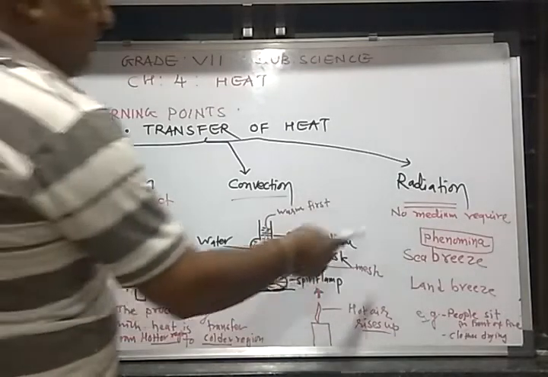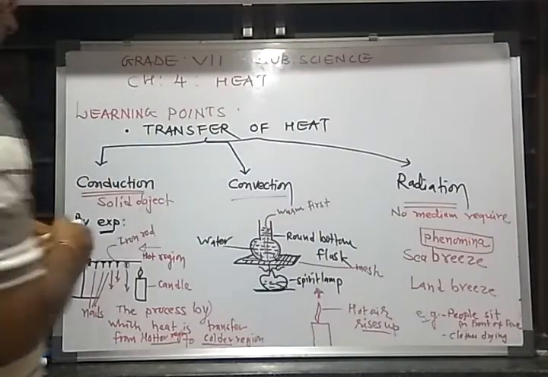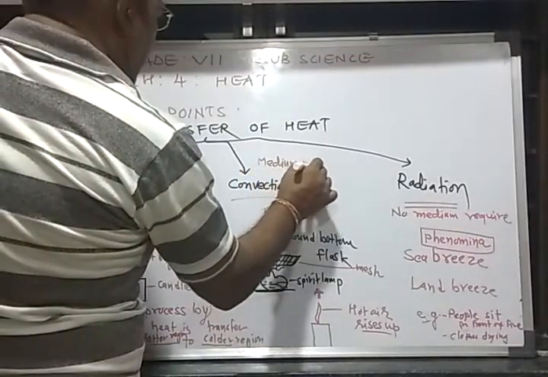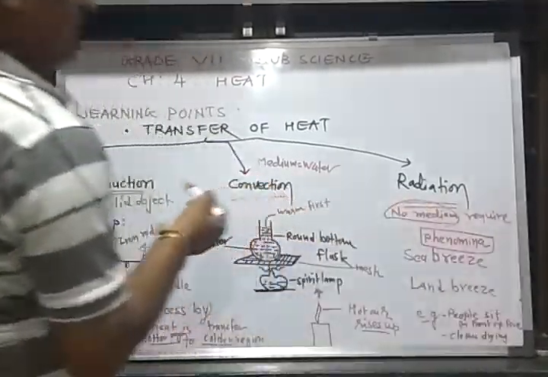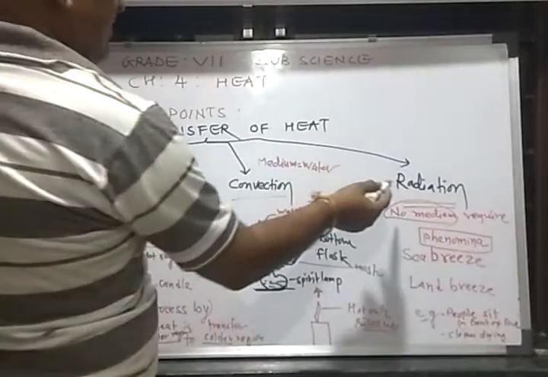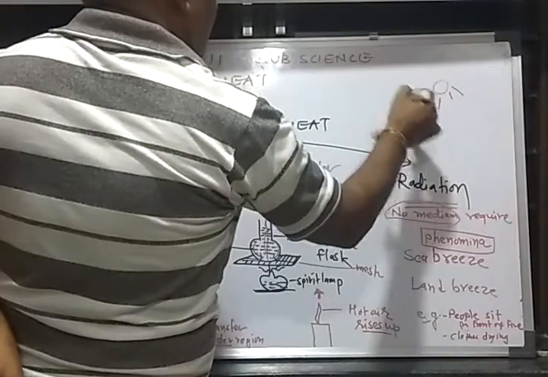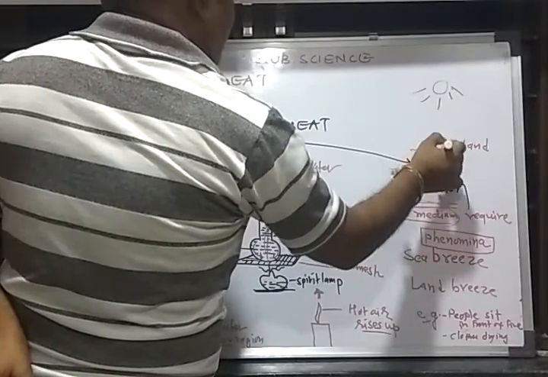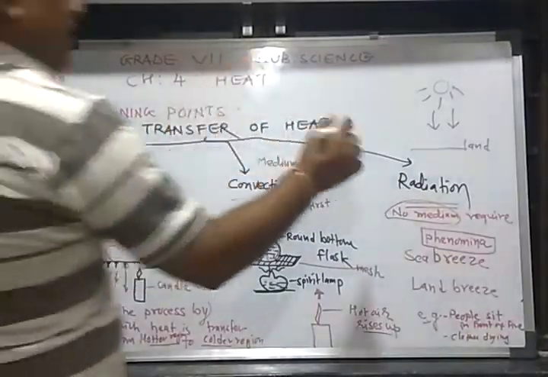Let's talk about radiation. In convection the medium is water, but no medium is required in the phenomenon of radiation. This radiation has a very simple example from the sun. This is land. From the sun, heat is coming on the land, right? Wherever there is no medium, here no medium.